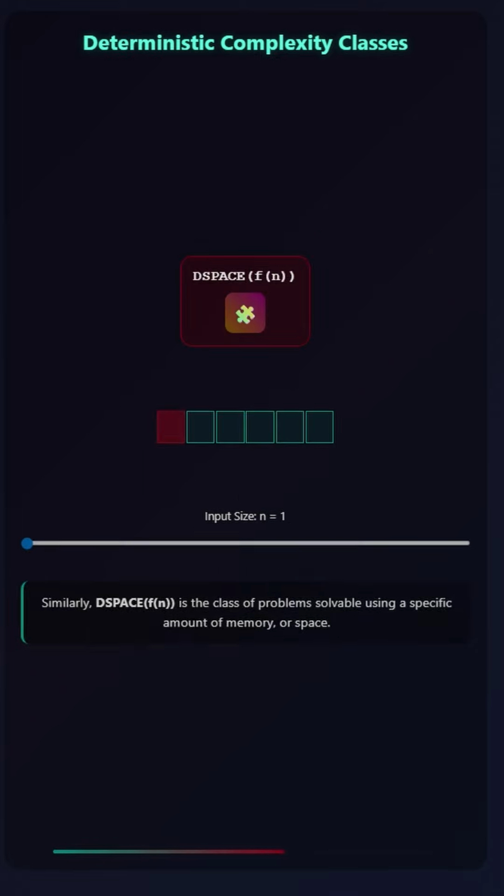Similarly, we can classify problems by the amount of memory or space they need. This is the class DSPACE. As the input gets larger, the machine must use more of its tape to store information and find the solution.